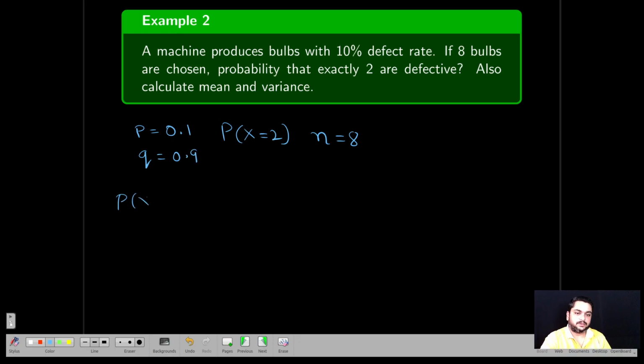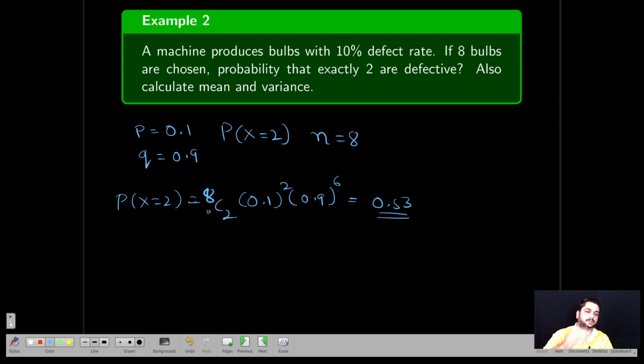So P of X equal to 2 is 8C2 into 0.1 to the power X. X is 2. Then 0.9 to the power n minus X, which is 6. That is the answer. The only thing here is the calculation part. The important thing here is to identify the particular distribution.